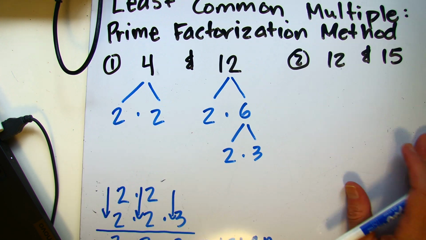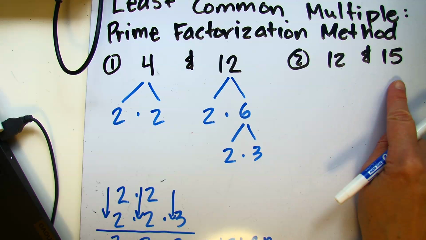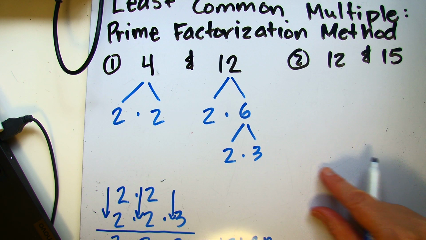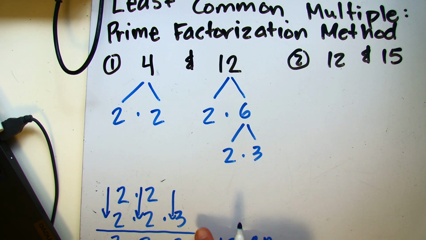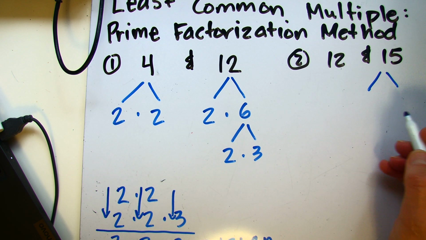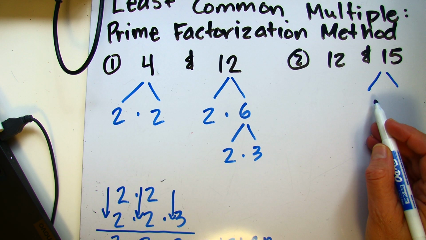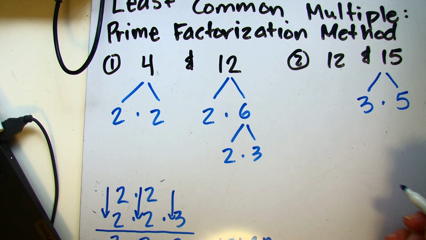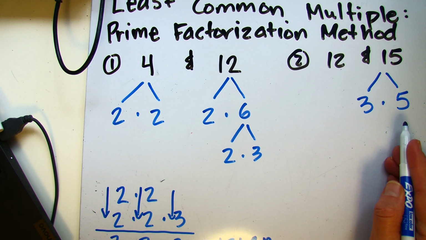In the second example, we're comparing 12 and 15. Since I've already written out the factor tree for 12, I'm just going to focus on 15, and then I'll write them out like I did this one. 2 does not go into 15, however 3 does. 3 times 5. Since 3 and 5 are already in prime factor form, we no longer will break it down.